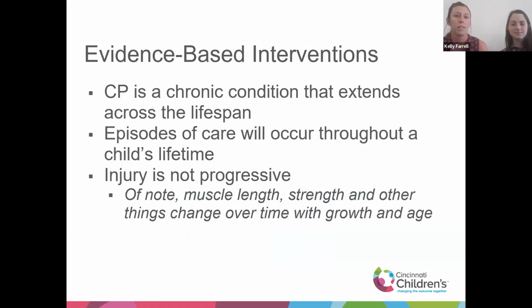So we always want to use evidence-based interventions because we want to rely on the research that has shown success. So CP is a chronic condition that is going to extend across the lifespan. But again, just really highlighting that this injury is not progressive. So it could look that way because as they're aging and growing, their muscle length and their strength and things are going to change over time, but it is a non-progressive disorder.